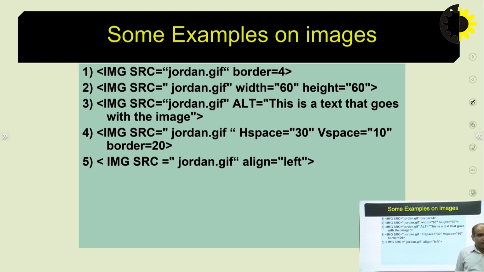If I provide an alt value, this text goes with the image. If the image is not loaded at runtime, this text will be displayed. Here hspace and vspace represent the spacing around the image in the horizontal or vertical direction, and a border width of 20 pixels. If the image source has the align attribute, that image will be aligned to the left-hand side.